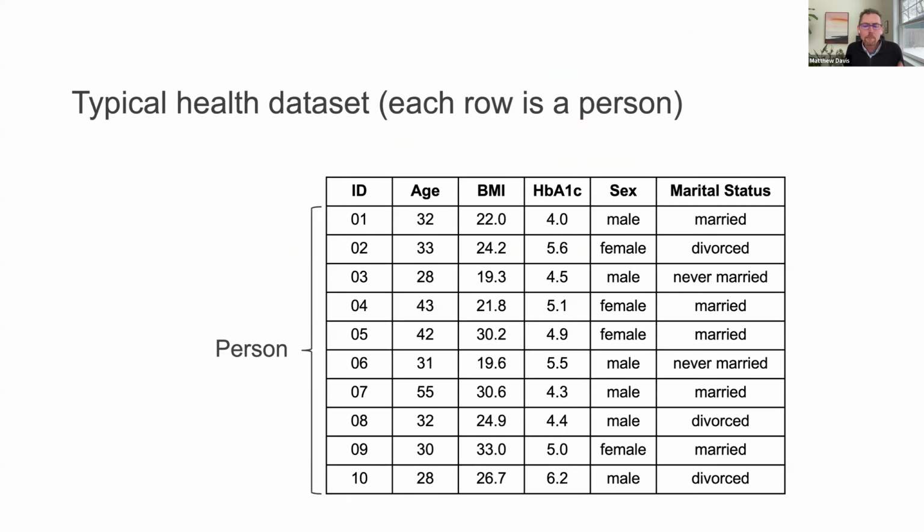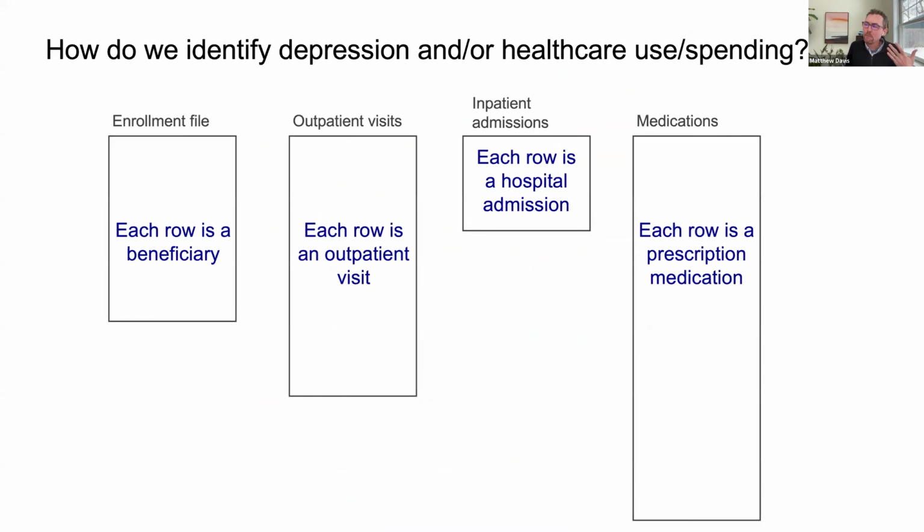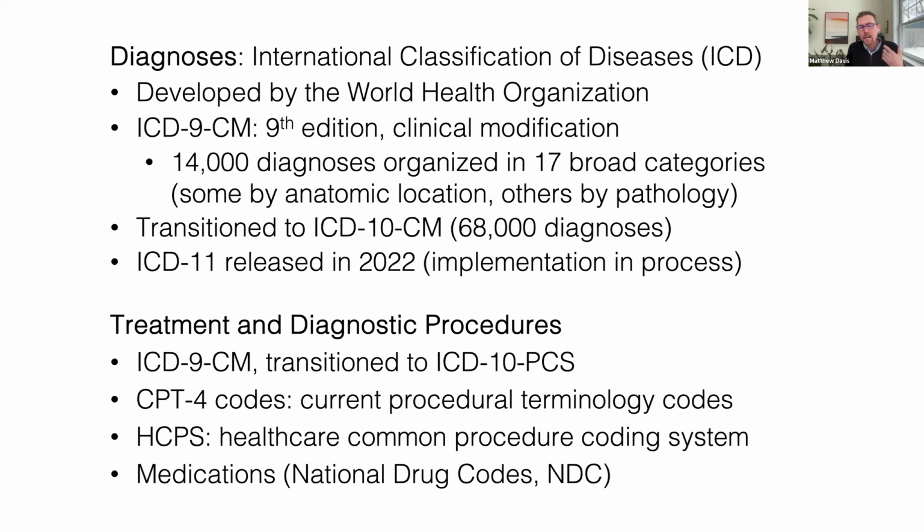So you're probably familiar with the typical health data set where each row is a person. You've got things like age, BMI, hemoglobin A1C, or whatever. The tricky thing about administrative healthcare data is that you've got a whole lot of different files where the rows indicate different things. You've got a huge file of every office-based visit, a huge file of every single hospitalization, and you've got to potentially go across these to find things that matter to you.